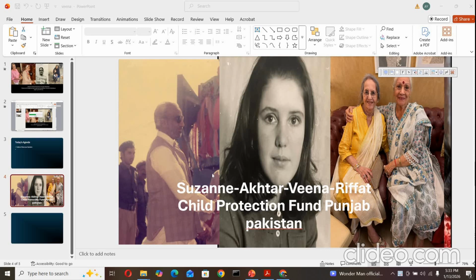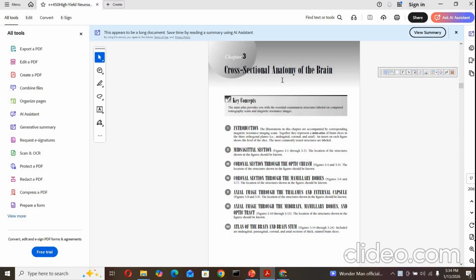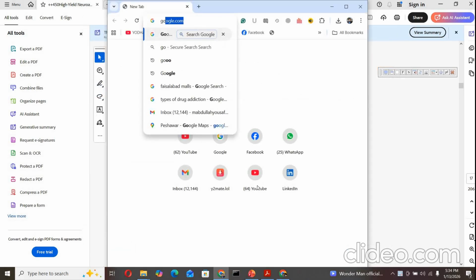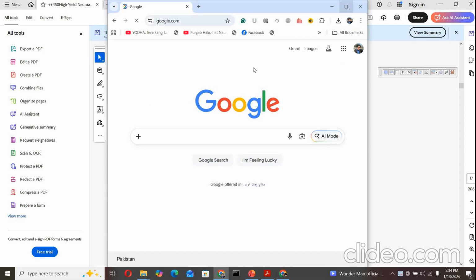So this is Suzanne Akhtar Veena Rifat Child Protection Fund in the Punjab area of Pakistan, and we are studying the new aspects of neuroanatomy. So let's have an overview of the cross-sectional neuroanatomy of the brain.